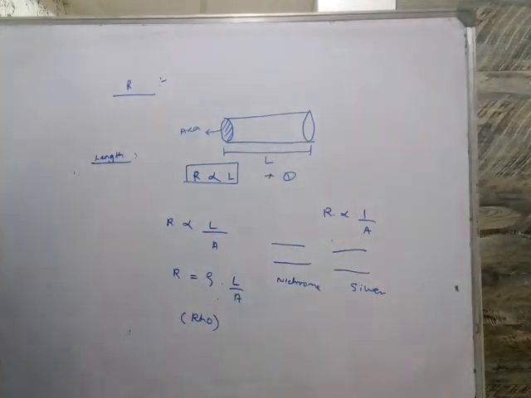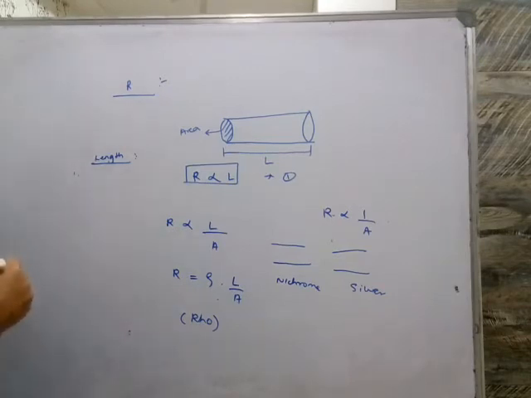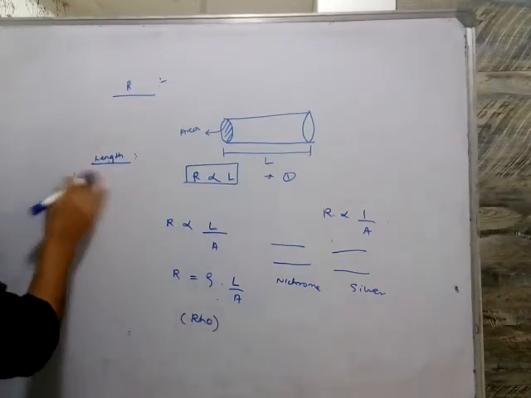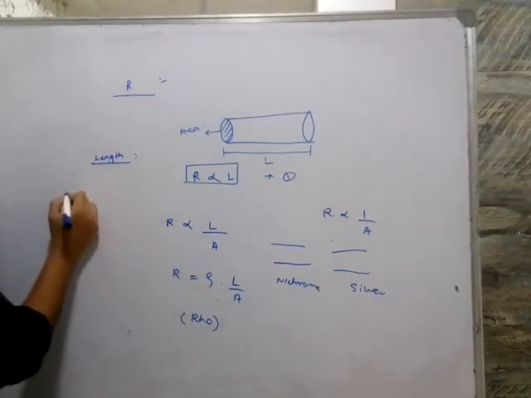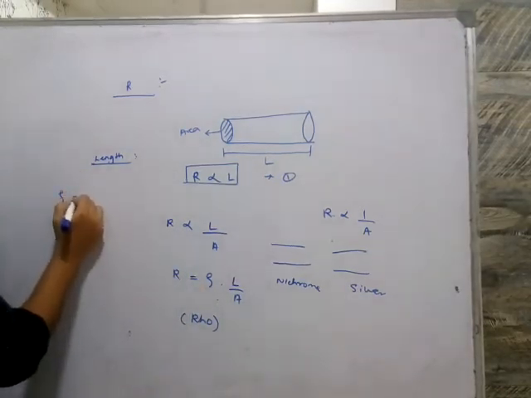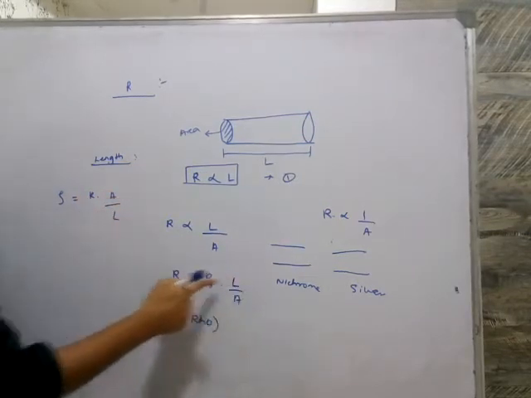So now resistance, as I said, depends upon three factors: length, area, and rho. Now, let me show you the SI unit of rho. We have to find the SI unit of rho. So I can write rho is equal to R into A upon L. A will go that side, L will come this side.